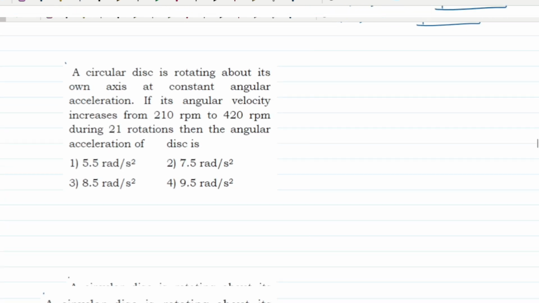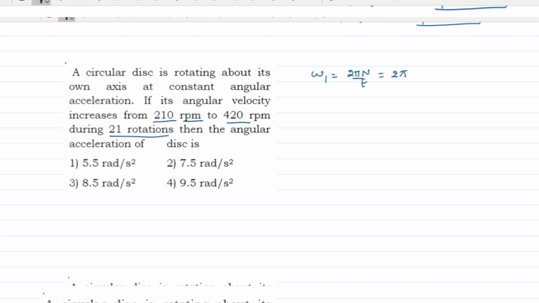Let us take the next question. The next question says a circular disc is rotating about its own axis at a constant angular acceleration. If its angular velocity increases from 210 revolutions per minute to 420 revolutions per minute during 21 rotations, then they are asking for the angular acceleration of the disc. So initial angular velocity you have to calculate, students, which is nothing but 2 pi n by t.